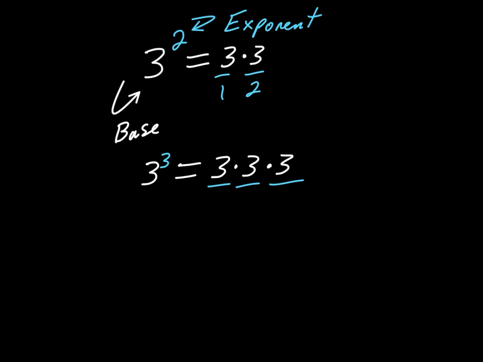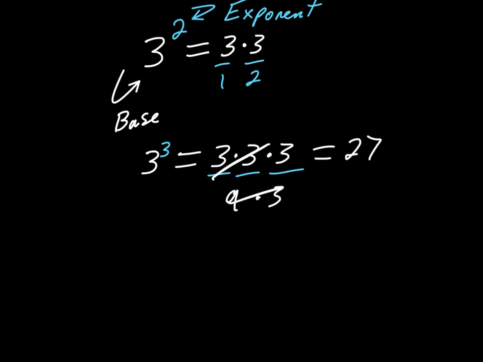So if we know our multiplication tables, we see that 3 times 3 is going to equal 9. So we can cancel that out and write 9, and then bring that 3 down, which gives us 9 times 3, and that equals 27. So this whole expression equals 27. So there's that snowball effect when multiplying numbers with exponents.